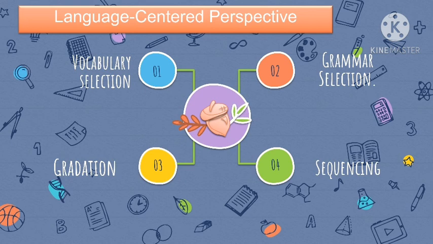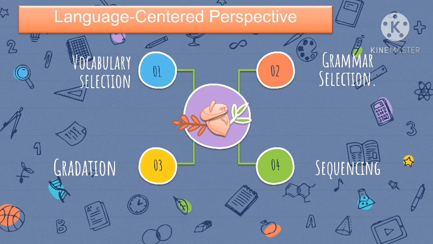Next, grammar selection. The choice of grammar is the same as choosing the subject of the word, or vocabulary above. However, the focus of grammar selection is the ability to be taught and learned that can support sentence pattern selection. Based on the criteria of being able to be learned, simple grammar is easier to learn than more complex grammar.